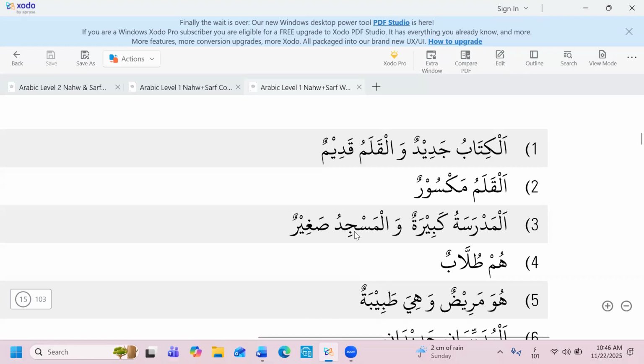Same here, if I said al-masajidu, what would, so al-masjidu saghirun, the masjid is small. Al-masjidani saghirani, the two masjids are small. Al-masajidu, what would you say here? No, the ending of, what would the khabar be if I said al-masajidu? The masjids.